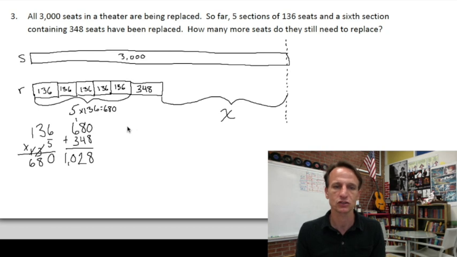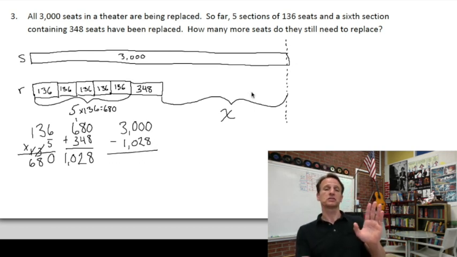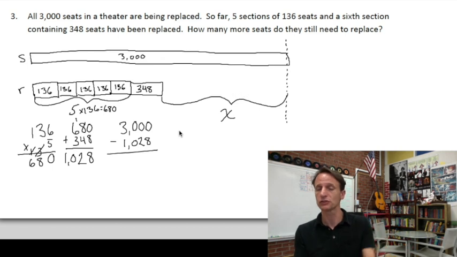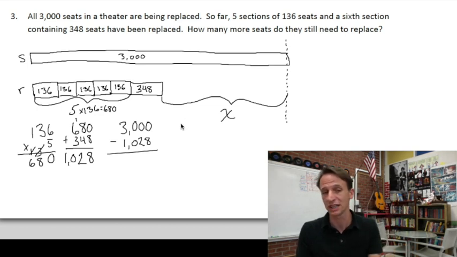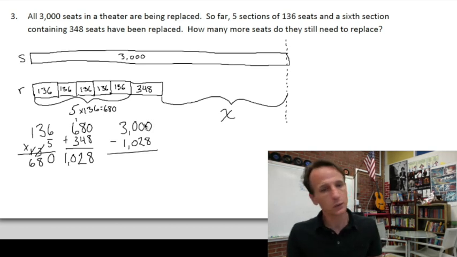So we take the total number of seats, that 3,000, and if we subtract 1,028 replaced seats, we will get the difference between them, what remains. And you can do a simple estimate here. It's going to be pretty close to 2,000, right? In fact, it's going to be 28 away from 2,000. In fact, if you could mentally subtract 28 from 2,000, that would give you your answer. But we'll do it the hard way.